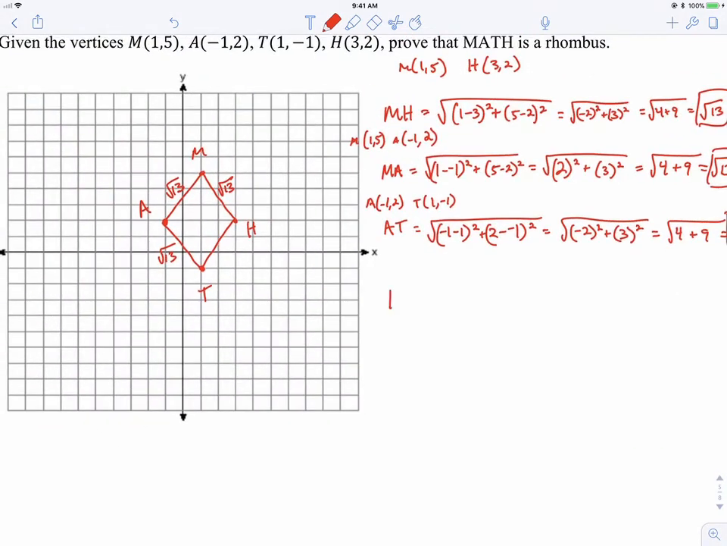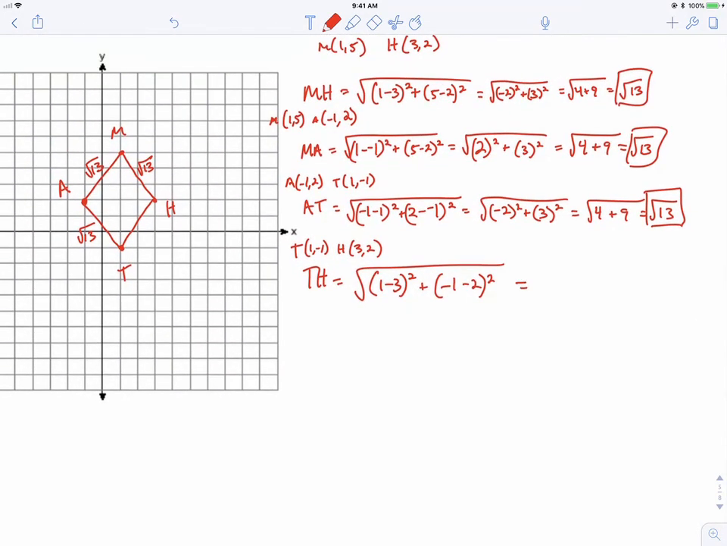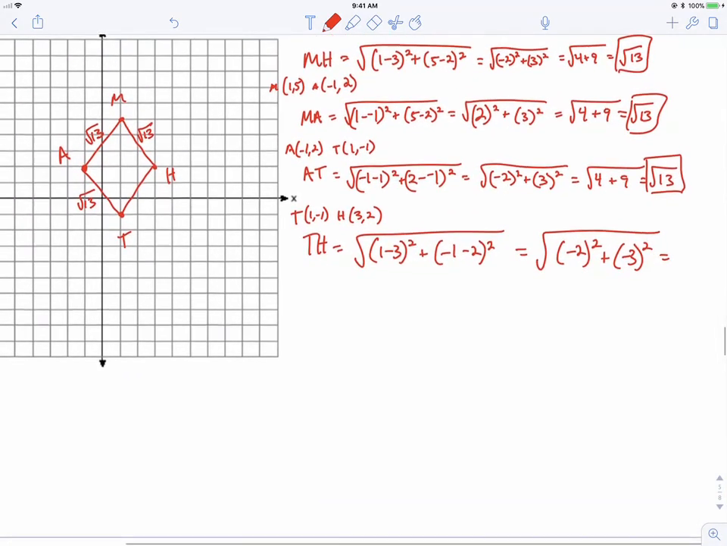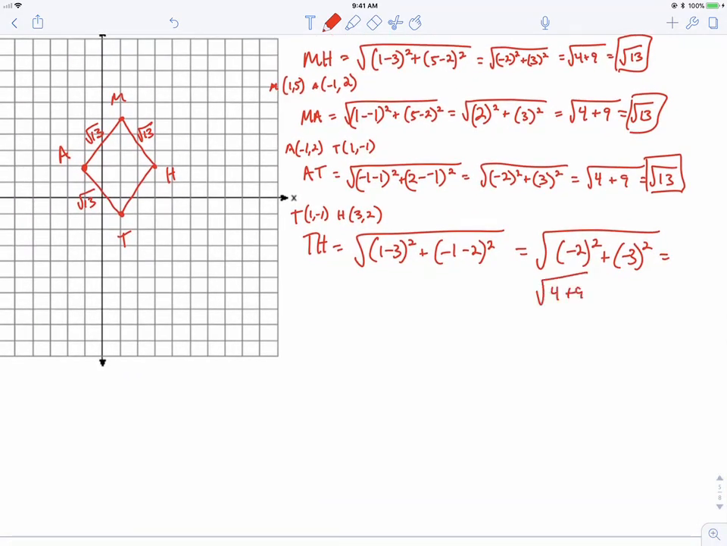Lastly, we're going to do TH. So T is 1, negative 1, and H is 3, 2. So TH is the square root of x minus x, 1 minus 3 squared plus negative 1 minus 2 squared. That's the y minus the y. So we've got the square root of 1 minus 3 is negative 2 squared. 1 minus 2 is negative 3 squared. So we've got the square root of 4 plus 9 equals the square root of 13.